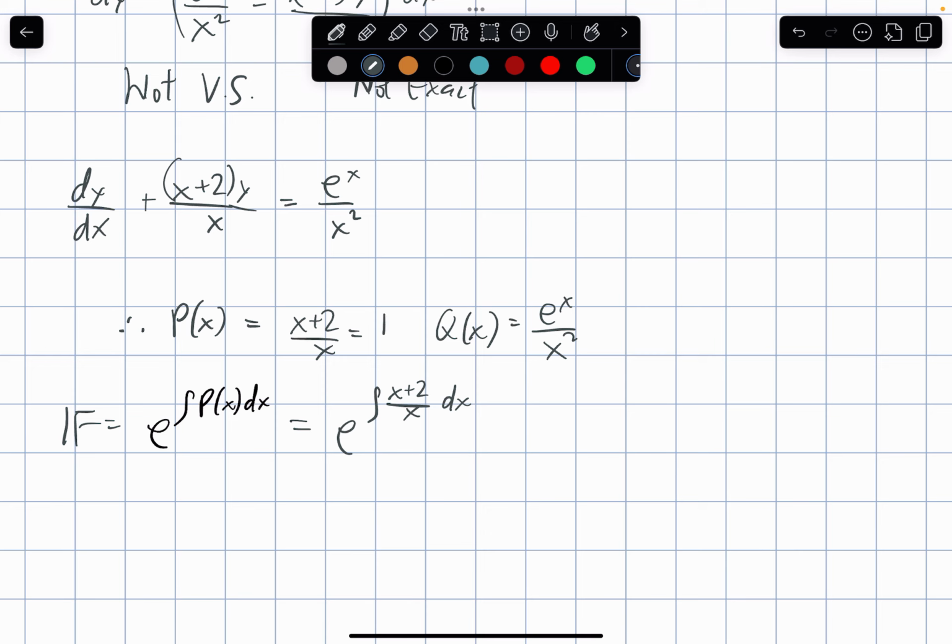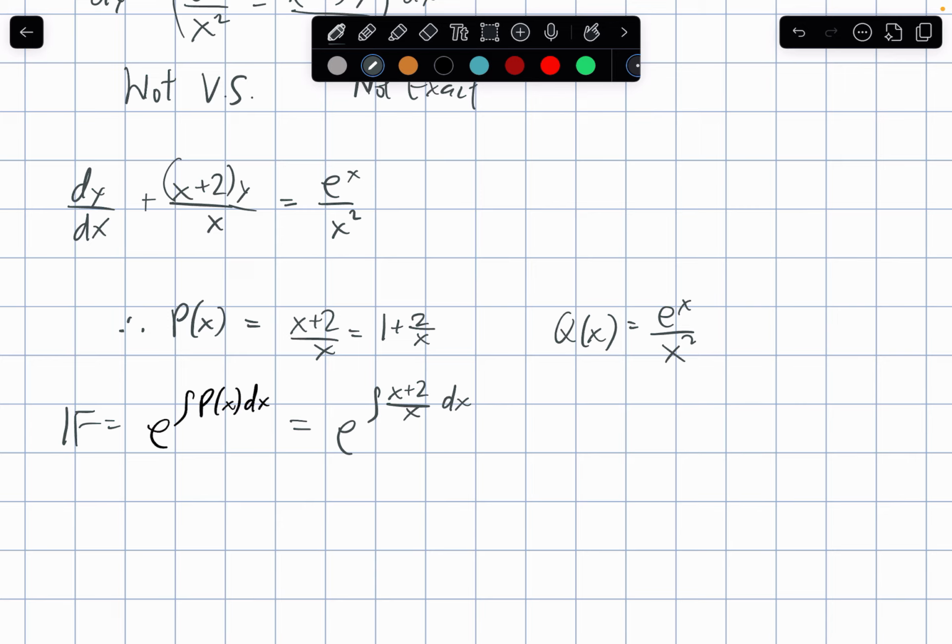Actually, p of x could be rewritten as 1 plus 2 over x, or 1 plus 2x raised to negative 1. Or yeah, you can just leave it as is. It looks much better if your integrand is not in fraction form. But in this case, it's an exception, because the degree is only raised to 1.